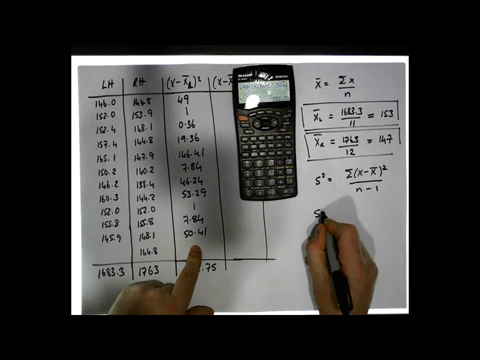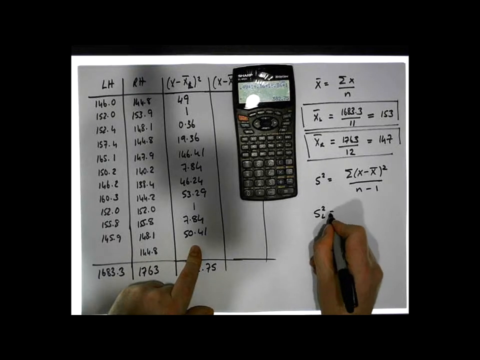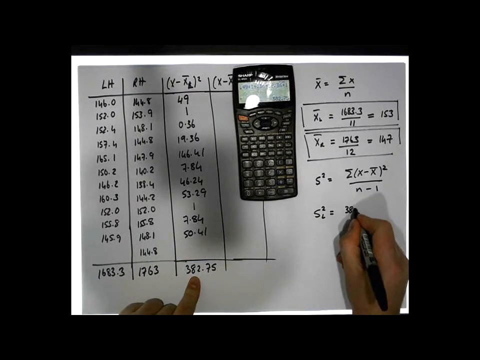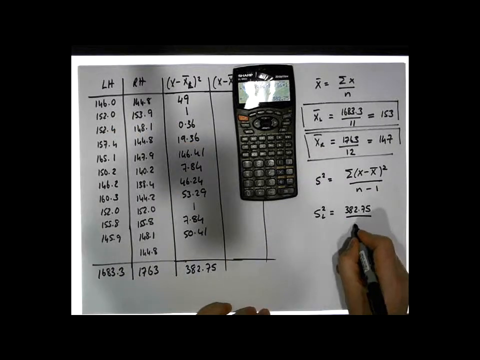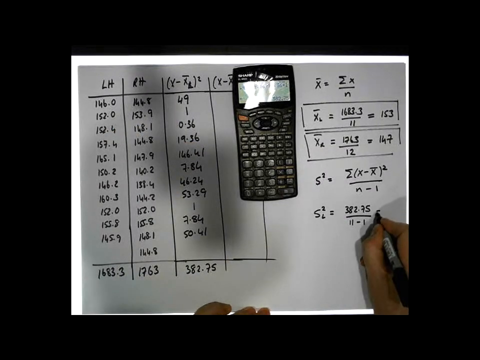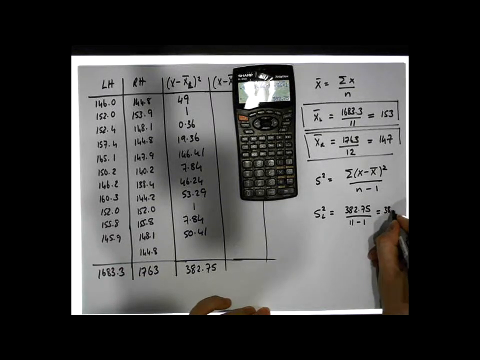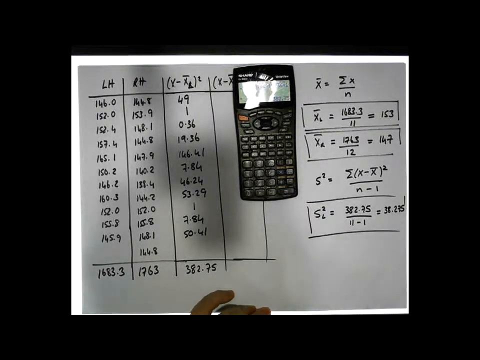So we have s squared for the left-handers is equal to 382.75 divided by, well, there's 11 of them, minus 1, so divide by 11 minus 1, which is divided by 10, which gives us 38.275. Okay, and that's our first variance, which we're going to need for this hypothesis test in a moment.